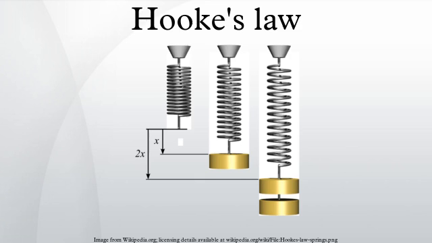Hooke's law is a principle of physics that states that the force needed to extend or compress a spring by some distance is proportional to the distance. That is, F = kx, where k is a constant factor characteristic of the spring, its stiffness.